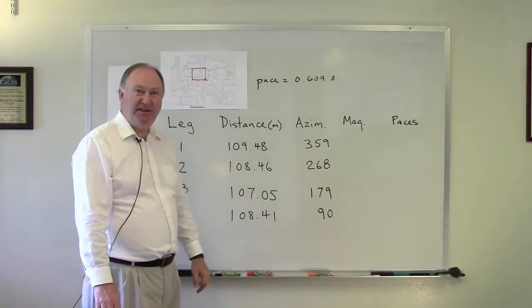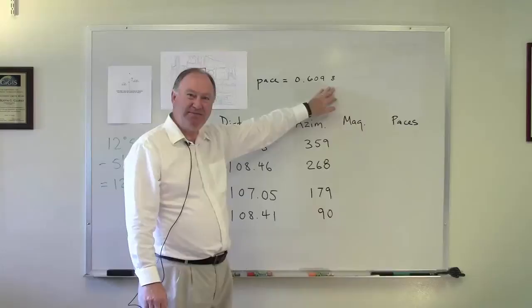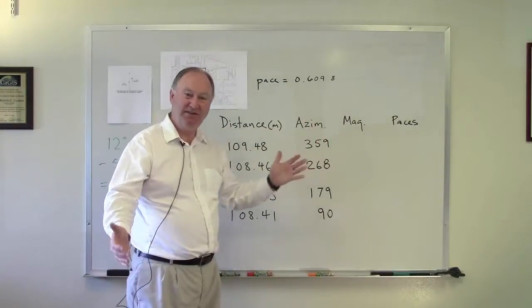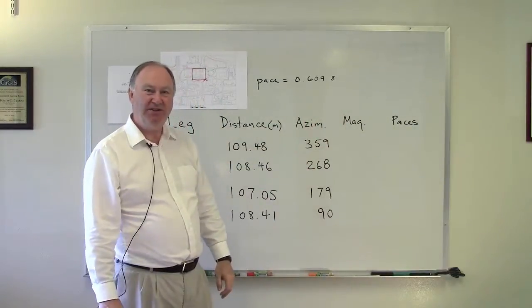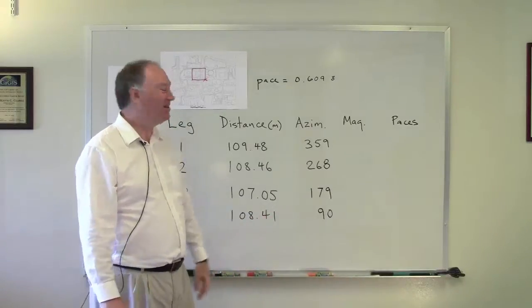So we've established that the length of my pace is 0.6098 meters. That allows us to calculate the length or the distances along our traverse. We're going to do a fairly simple traverse. We're going to try and trace out a square on the Earth's surface.